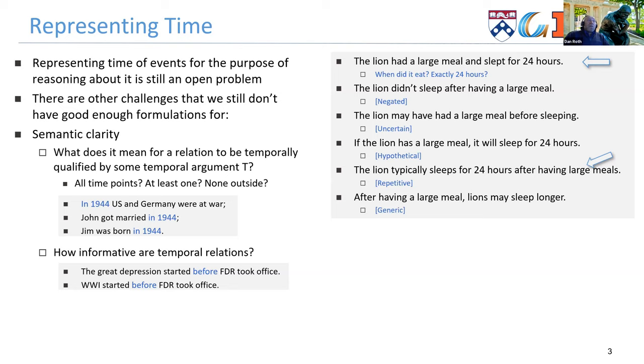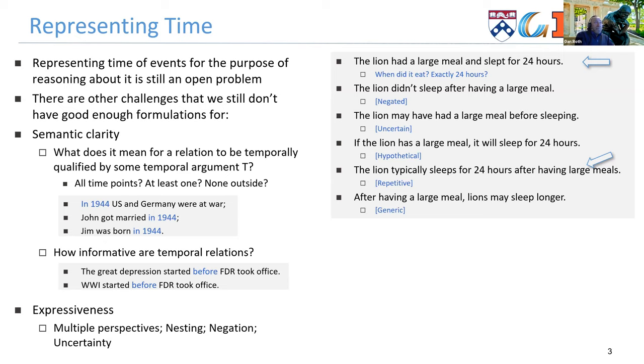This actually carries a lot more meaning because in fact, it started before, but FDR took office just a couple of years after it started. And this sentence is meant to say, while he is not to blame for the Great Depression, it's his responsibility to get us out of it. So really the temporal information conveys a lot more than just time.